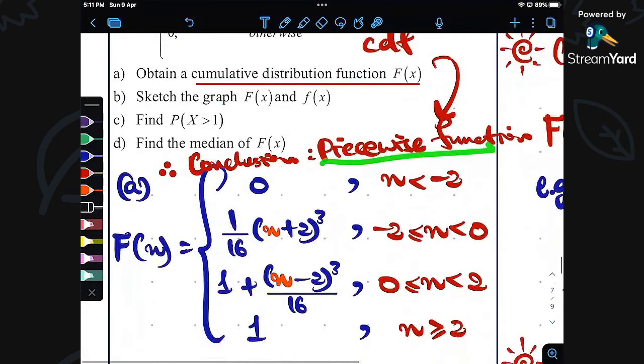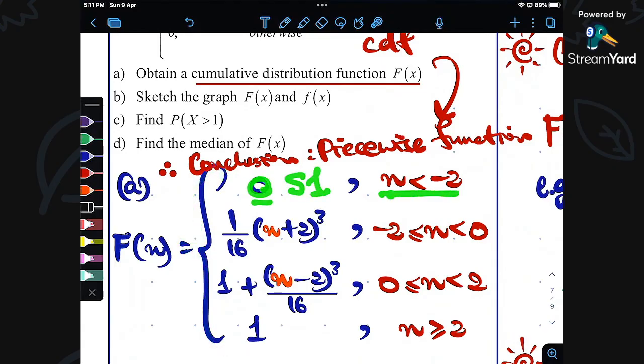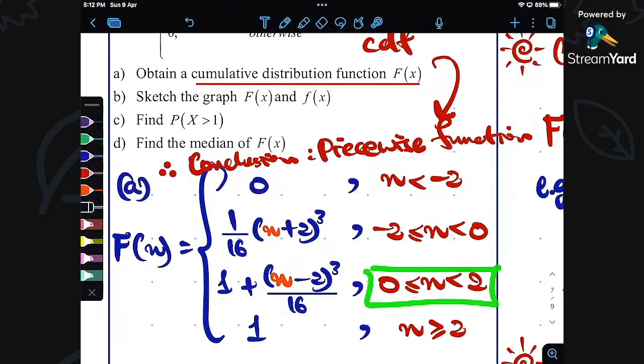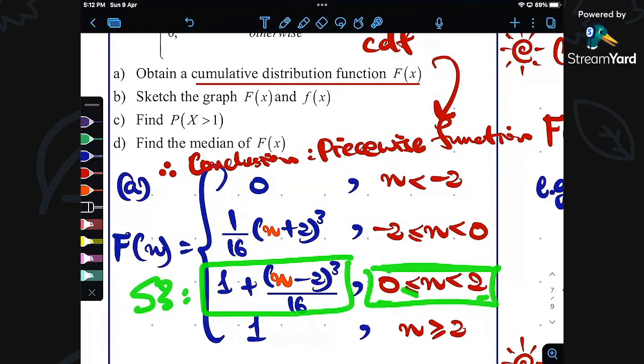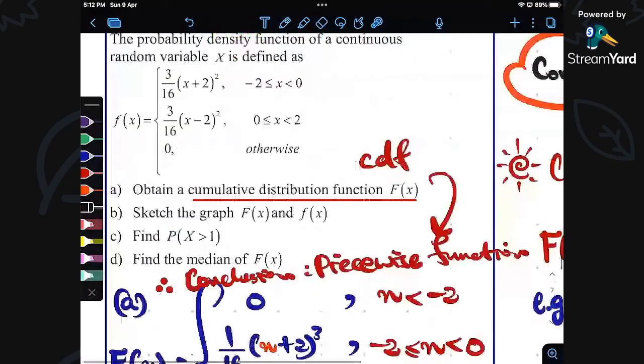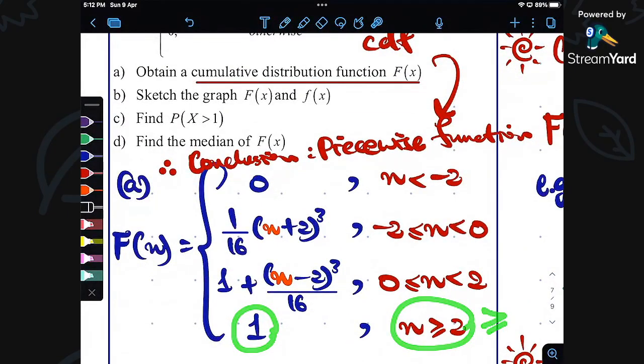So here is my answer. Big F is equal to 0, because do you remember my first step answer is 0 from this region, x less than negative 2. The second region is where x plus 2, the whole thing cubed, divided by 16, which is step number 2. That's why I put it step by step. The third step is where we got this answer, with the condition from 0 to 2, but 0 is inclusive. And the last one is 1, which is the last step: the probability equals 1 where x is greater than or equal to 2.